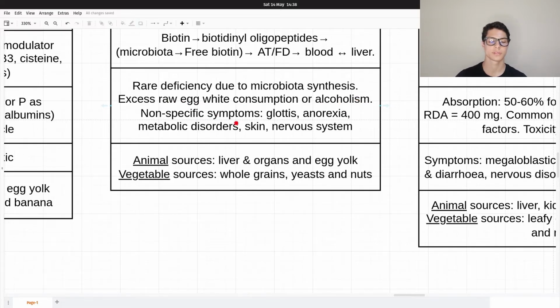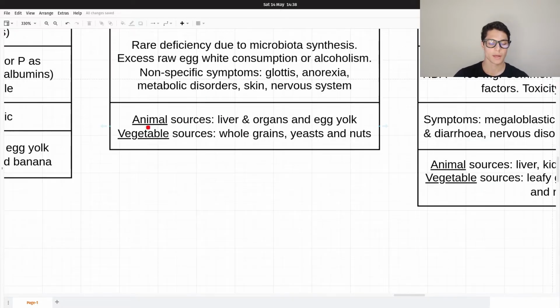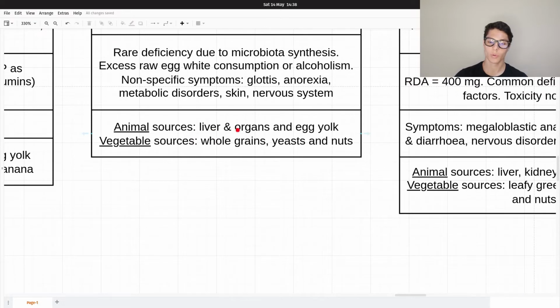The deficiency of this vitamin is rare because we have, once again, synthesis in the microbiota, and the only way we can get deficiency is by eating an excess of raw egg white or alcoholism. There are no specific symptoms of deficiency of this vitamin. Maybe glossitis and anorexia, metabolic disorders, skin problems, and maybe nervous system, but not very specific symptoms again. Animal sources are liver, organs and egg yolk. Vegetable sources are whole grains, yeasts and nuts.